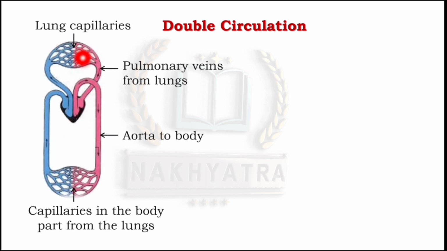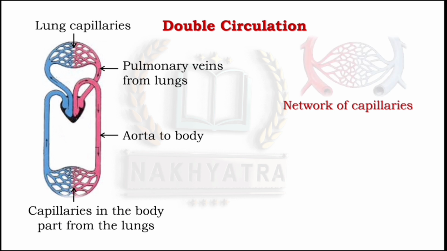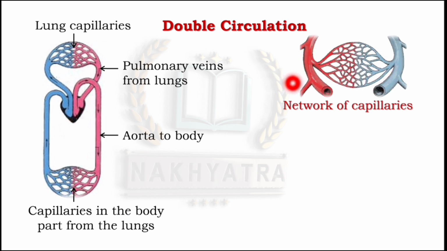Now let us see the double circulation diagram. This one is the lung capillaries, and these are the pulmonary veins from the lungs. This one is the aorta to the body, and these are the capillaries in the body parts. Clear everyone? Now see the network of capillaries. So this is the diagram for double circulation.